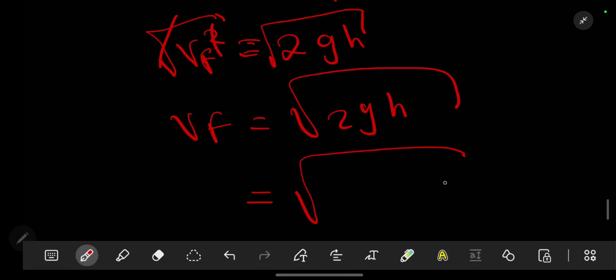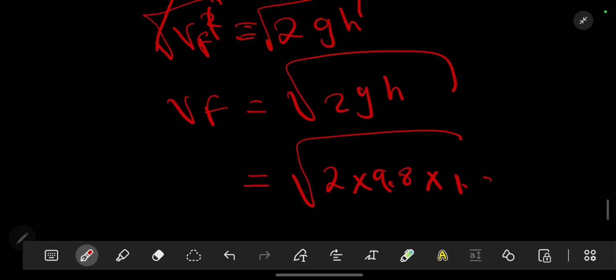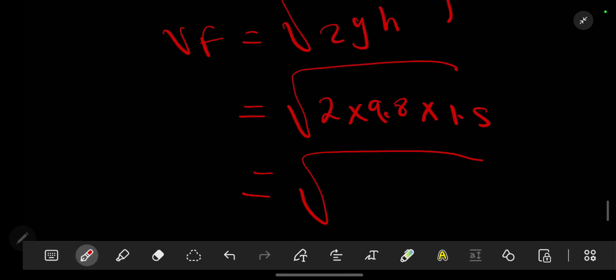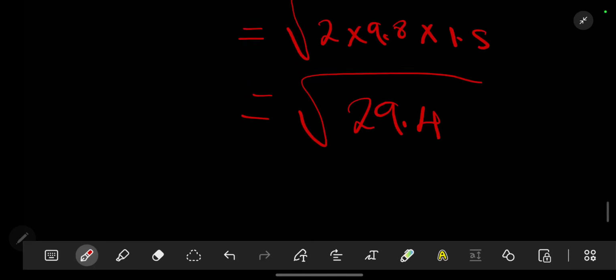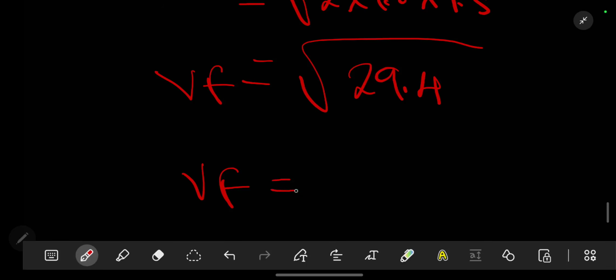So this gives us 2 times 9.8 times the height 1.5. This gives us the root of 2 times 9.8 times 1.5. It gives us 29.4, like that. So we have our Vf equal to the square root of 29.4, which gives us 5.422 meters per second. So this is the velocity of the system.